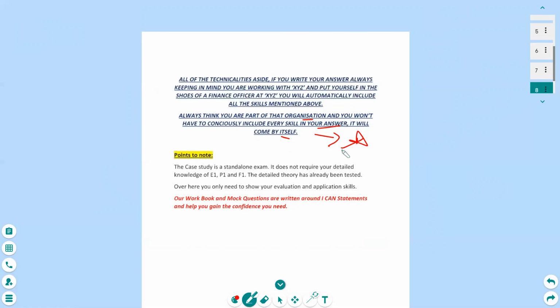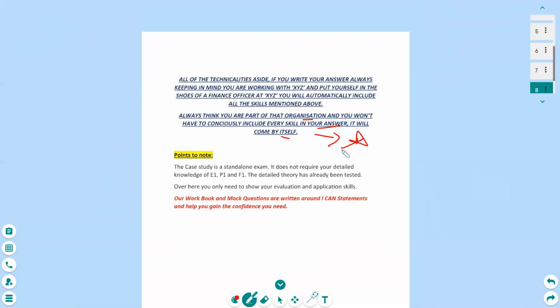Now, points to note: people always think, will they ask me a lot of calculations? Do I have to present? Do I have to prepare any calculations for the exam? No. The case study is a standalone exam. It does not require any detailed knowledge from E1, P1 and F1. It just needs you to be able to explain whatever you are writing in your own words.